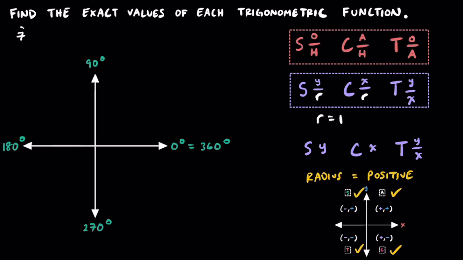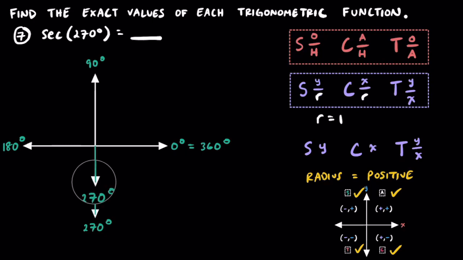Let's try number 7. For number 7, let's find what secant of 270 degrees is. Okay, well, 270 degrees is right down here. So here's kind of the issue where we can't really use SOHCAHTOA, right? We can't draw a triangle because we don't really have an acute angle to deal with. This is on one of the axes.